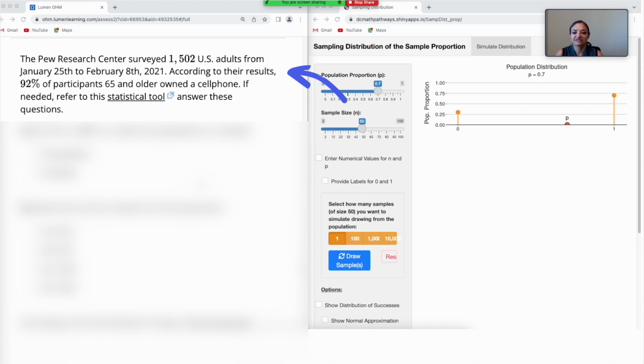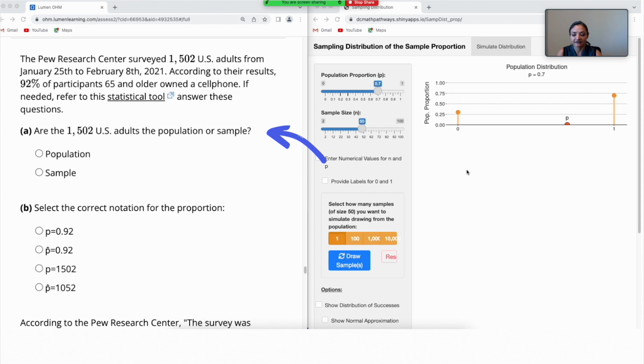The Pew Research Center surveyed 1,502 U.S. adults from January 25th to February 8, 2021. According to their results, 92% of participants 65 and older owned a cell phone. If needed, we'll use the following statistical tool to answer the questions.